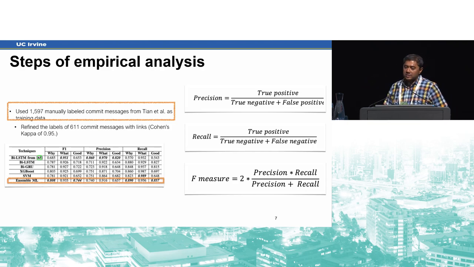And then we tried different classifiers that you can see here: LSTM, BiGRU, XGBoost, SVM. We tried all of these, and we evaluated them in terms of the typically used evaluation metrics like precision, recall, and F1. We saw that the ensemble outperformed the others, both in terms of what and why, so we ended up using that for the rest of the paper. This is a classifier that, given a commit message, tells us whether there is what information, why information, and overall, whether it is good or not.